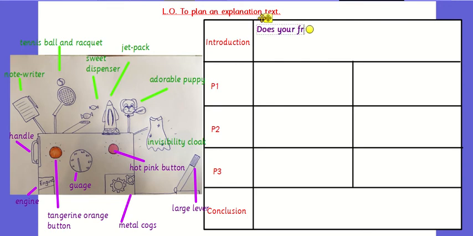Does your friend often go into a sulk? If somebody's in a sulk, it means they are grumpy or they are in a mood. And I'm going to keep the other rhetorical question the same. I think we should all do that. How does the machine work? Because that's a really good way to lead us into an explanation text.